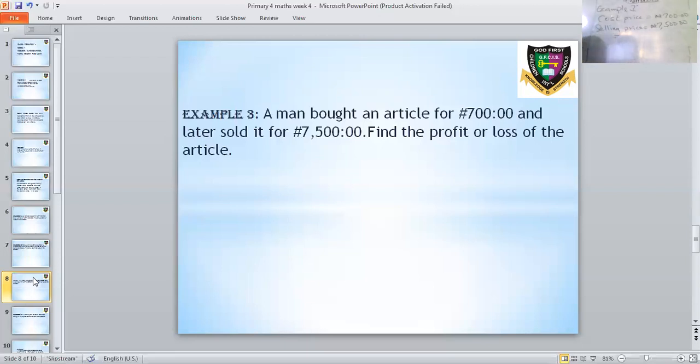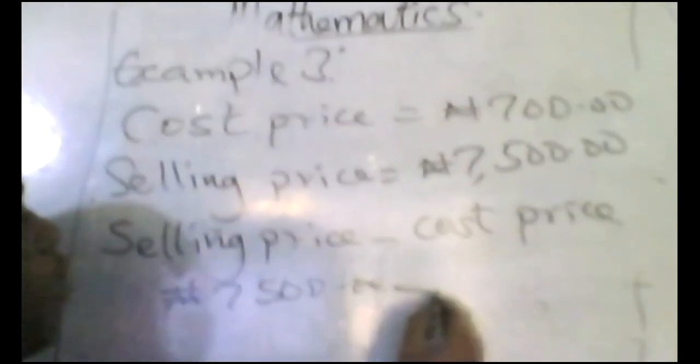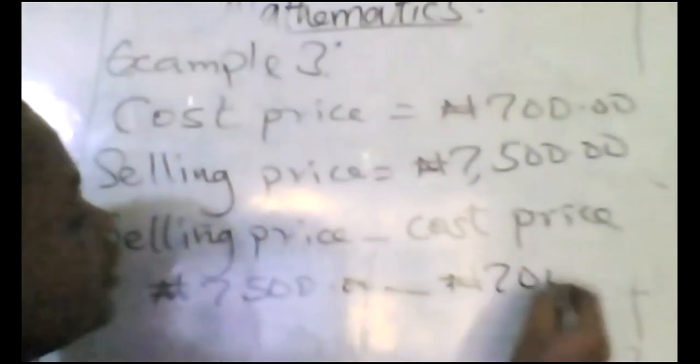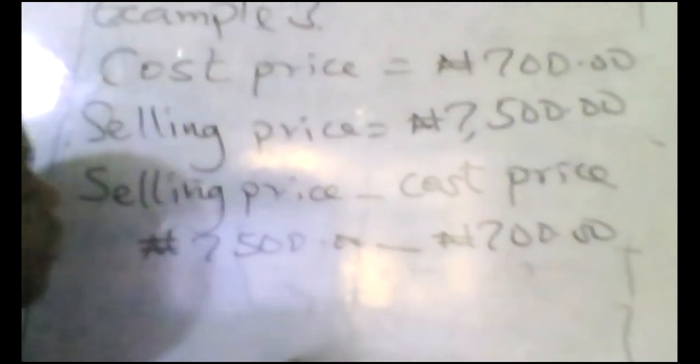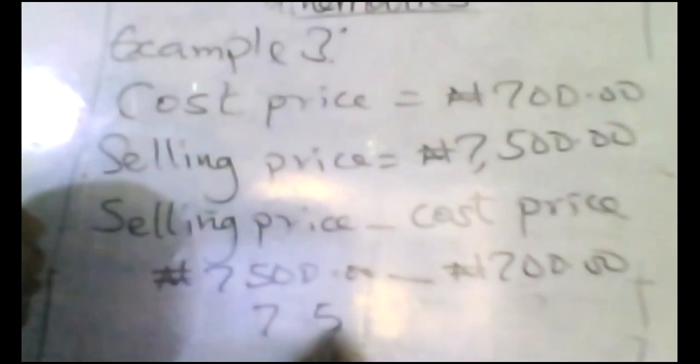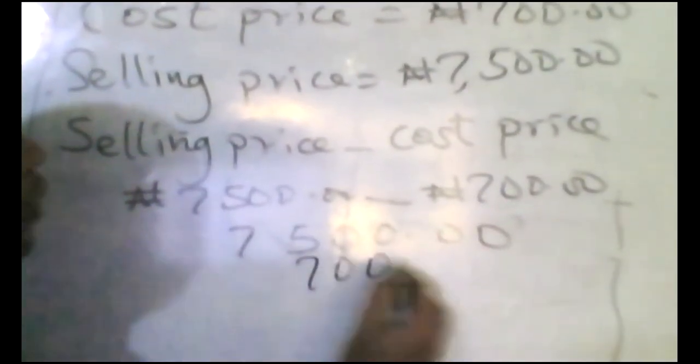Now, what you need to do is selling price. Here, selling price is more than the cost price, so we subtract cost price from selling price. So we have 7,500 naira minus 700 naira. So let's subtract that one. How do you subtract 7,500 minus 700 naira?